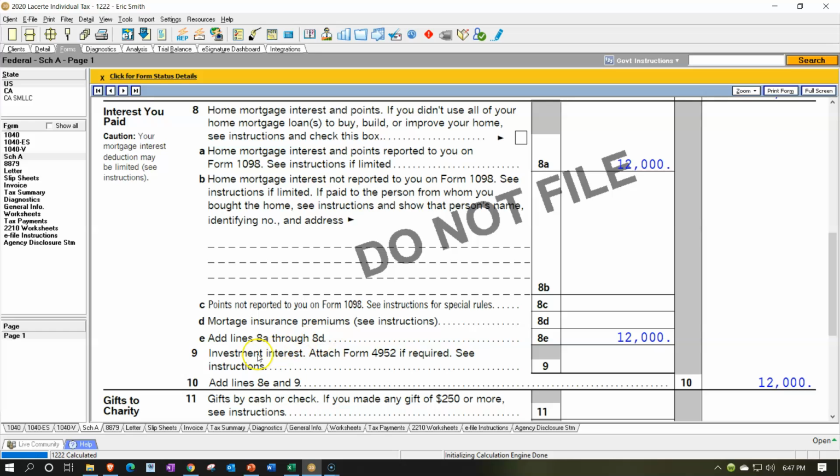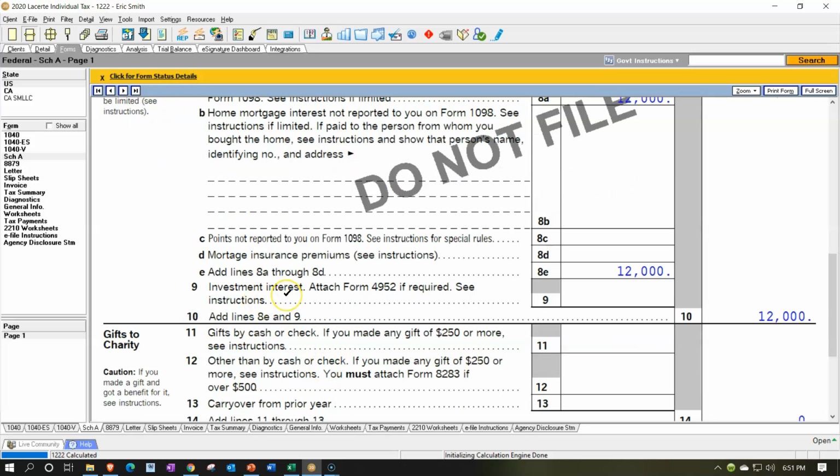Mortgage insurance premiums, and then you add lines, and then we have the investment interest. So I won't go into the investment interest in detail, but let's just take a look at the Form 4952. So what I'm going to do is jump here. I'm going to right click and jump.